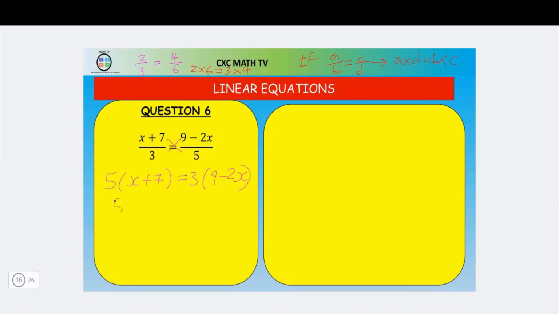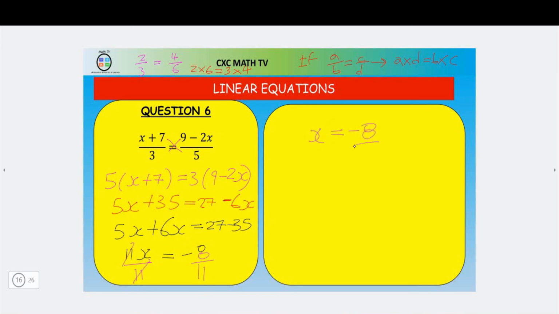So expanding, this is 5x plus 35 equals 3 times 9 is 27 minus 3 times 2x is 6x. What do we do now? We're going to bring like terms to one side, so we add 6x, bring it over so it becomes positive, bring over 35 so it becomes negative, so 27 minus 35. Now 5x plus 6x is 11x, and 27 minus 35 is negative 8. So what do you do next? Divide both sides by 11. Dividing both sides by 11, we get x equals negative 8 over 11.